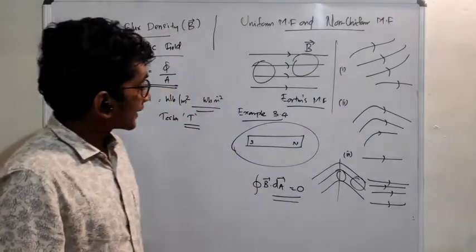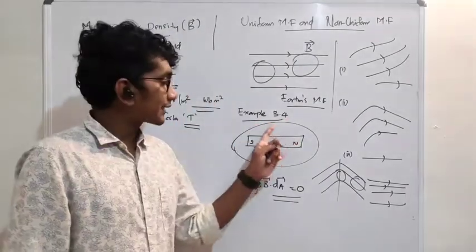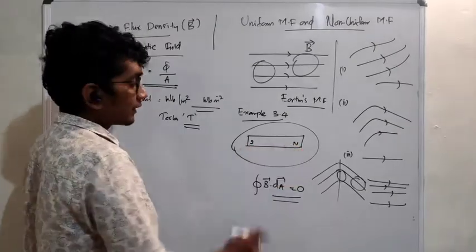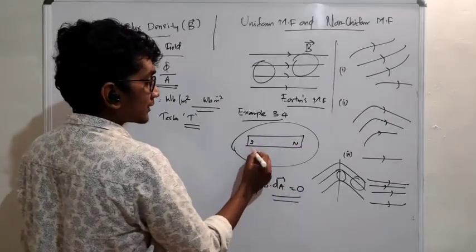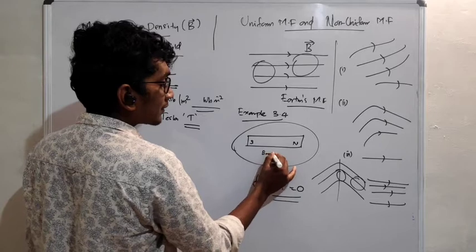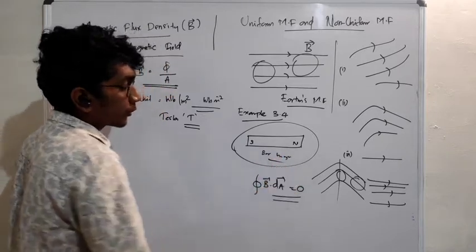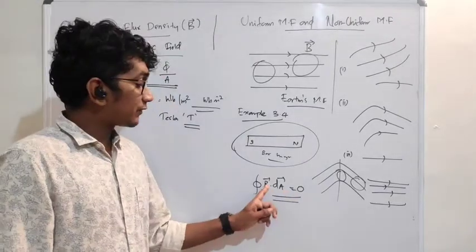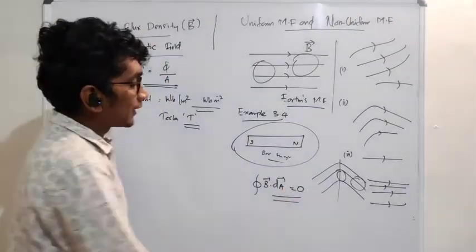Alright. So next is example 3.4. You can check the question. There is a magnetic dipole given. So there is a south pole and a north pole, which is nothing but a bar magnet. So the question is, what will be the integral B dot dA? What will be the net flux, which will be equal to 0?